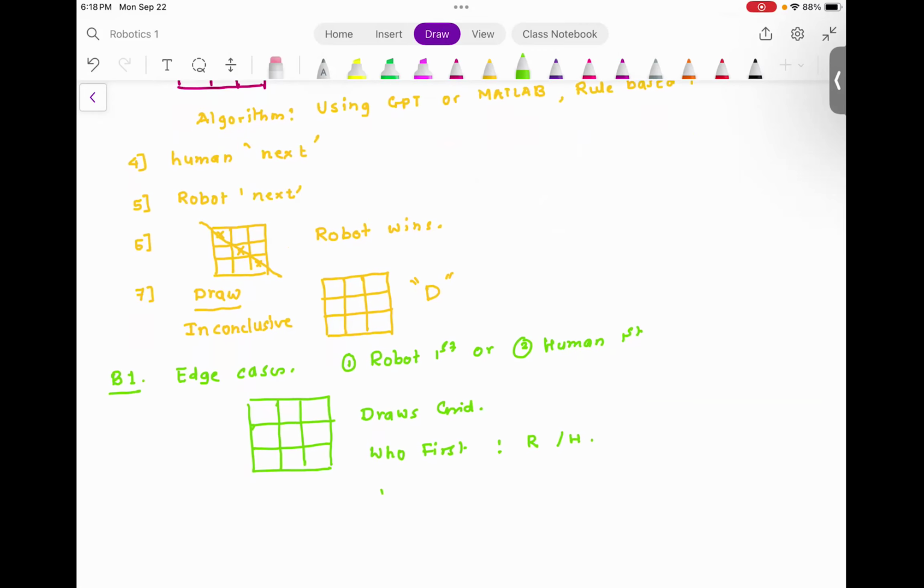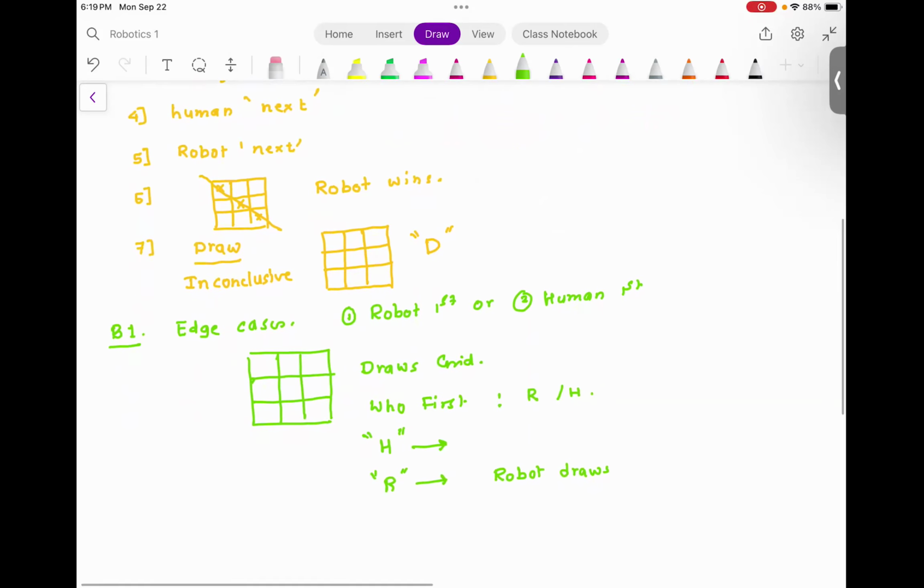So the user can enter H, then the human has to draw and the robot will wait until the human completes the drawing. If you enter R, then the robot should draw. The robot should draw X or O. And then the game continues.